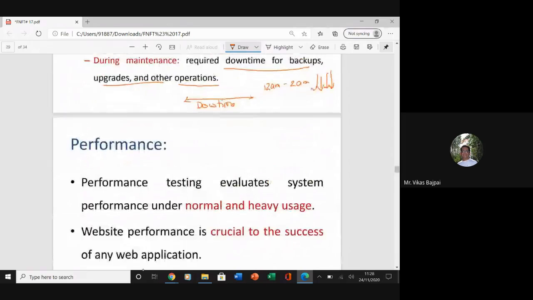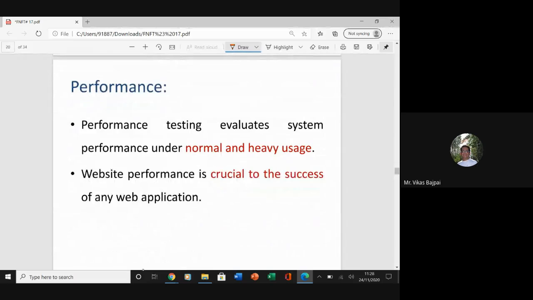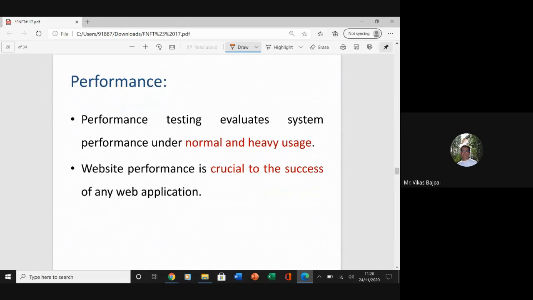IRCTC, a most loaded website, goes for a downtime on a daily basis for settling the transactions which occur daily. Performance, once again, a very popular non-functional requirement. Here we are talking in context with the website, not the product as a whole. Performance testing evaluates the system's performance under normal and heavy usage. Normal means, in a web banking website, after 4 or 5 p.m. there is less traffic, but during banking hours from 9 to 4, the traffic will be heavy, right?